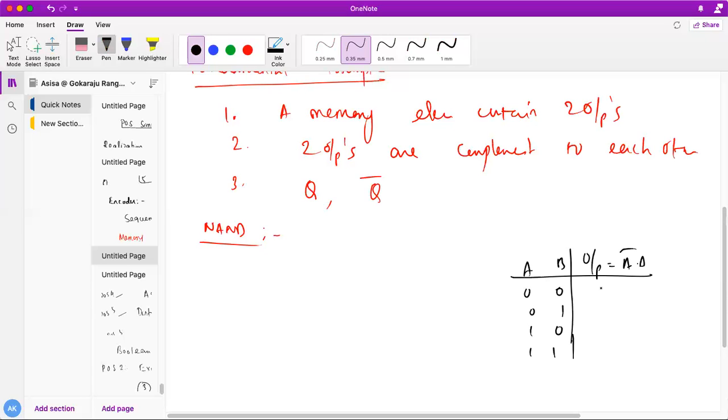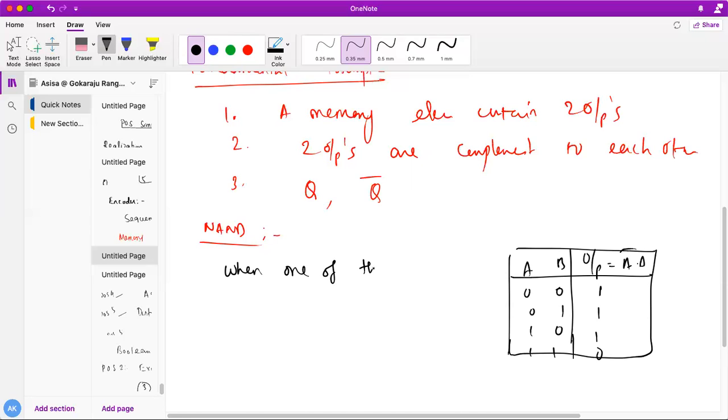So if it is 0, 0, I will be getting 1, 1, 1, 0. So this is my NAND gate functionality. See here, by looking into this, what we will get is: when one of the inputs is 0, the output is always 1. Am I correct? In this case, both the inputs are 0, I am getting output 1. In this case also, one of the inputs is 0, I am getting output 1. One of the inputs is 0, the output is 1.